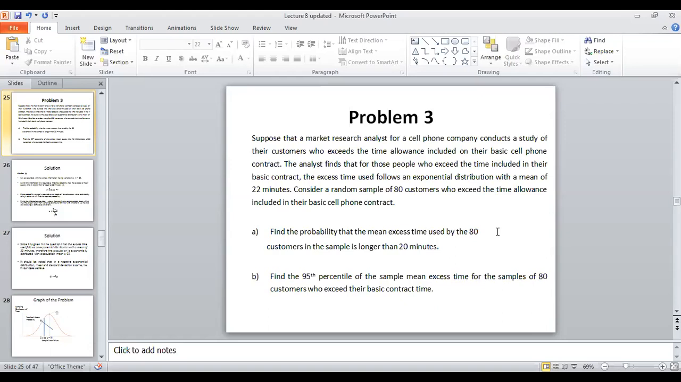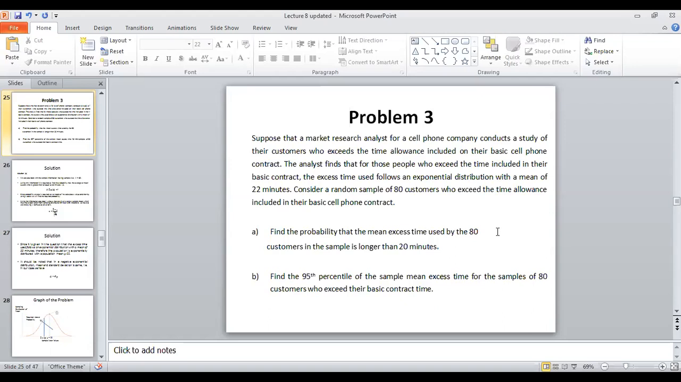And his study shows that the excess time used by the customers follows an exponential distribution with a mean value of 22 minutes. It should be a negative exponential, because definitely there should be a time limit after which the cell phone company would stop giving them the required hours that they want to use for communication. So it should stop somewhere. So it should be a negative exponential distribution.